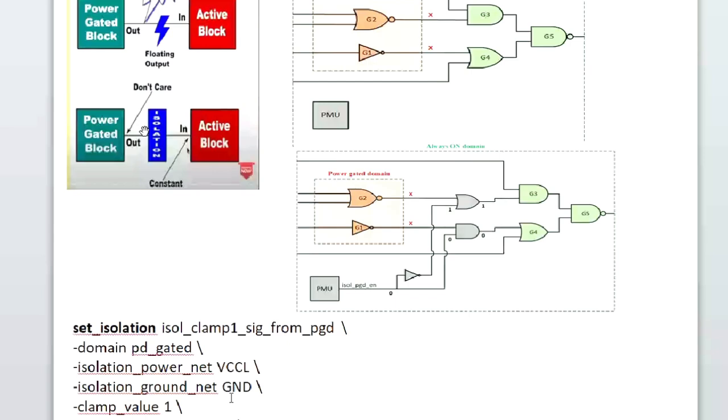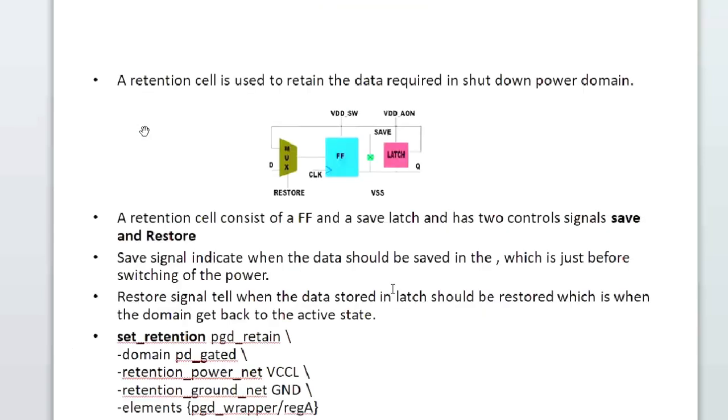Coming to retention cells. Retention logic helps to retain the data, whatever data is stored in the power domain. Here we have flip flops and latches in the retention cell. It contains the flip flop and latch.